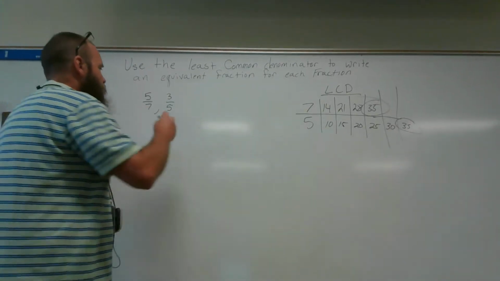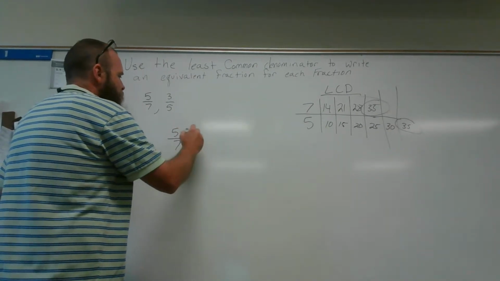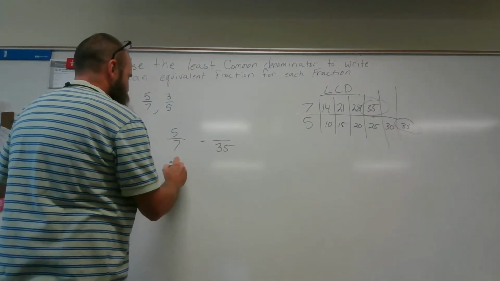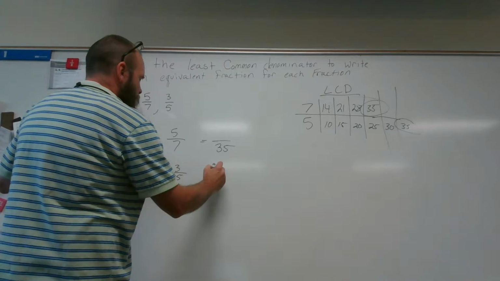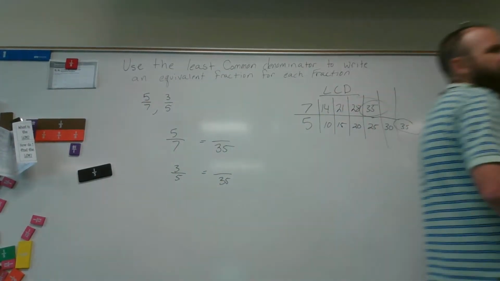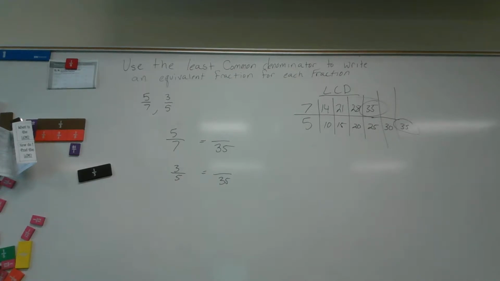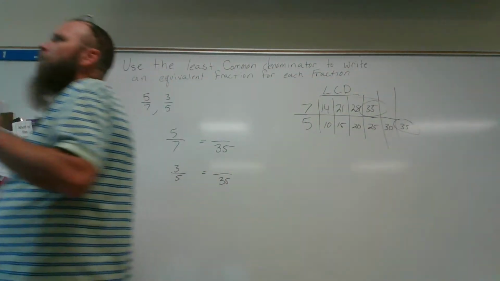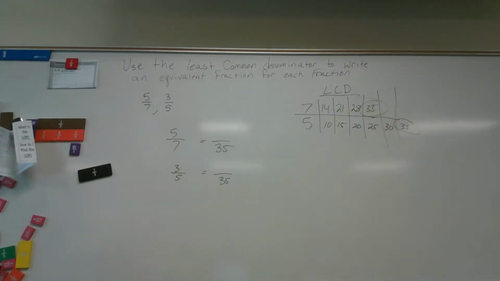Now I have to change 5/7 into something over 35. I have to change 3/5 into something over 35. Because that's the bottom line. Because Mr. McMurdo said so!